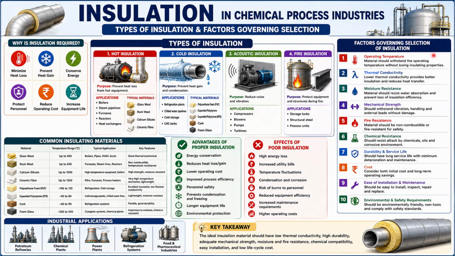What are the factors considered while selecting an insulation? Operating temperature and pressure, thermal conductivity, moisture resistance, mechanical strength, fire resistance, chemical resistance, durability and service life, cost, ease of installation and maintenance, and environmental and safety requirements. The key takeaway is that the ideal insulation material should have low thermal conductivity, high durability, adequate mechanical strength, moisture and fire resistance, chemical compatibility, easy installation, and low cost.